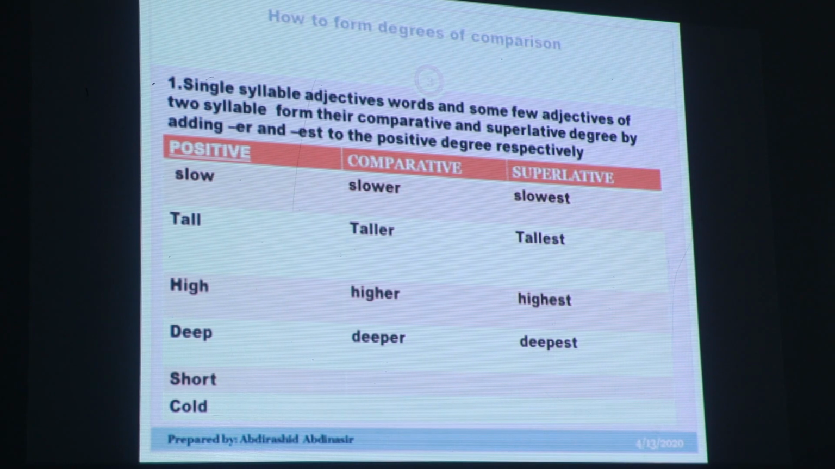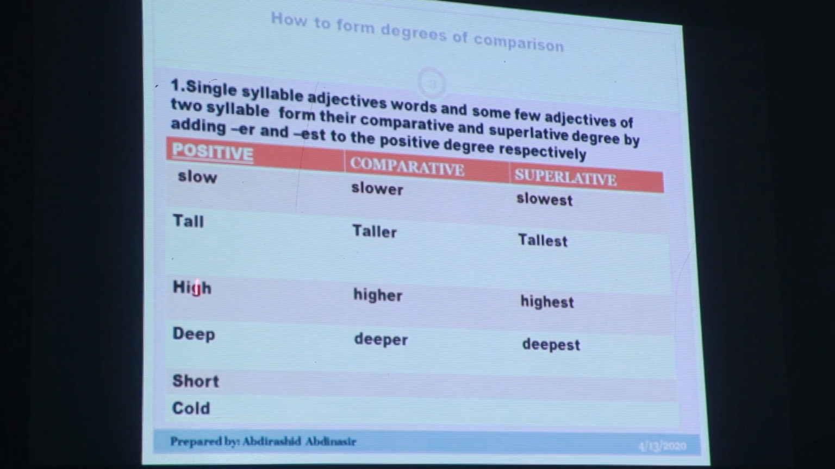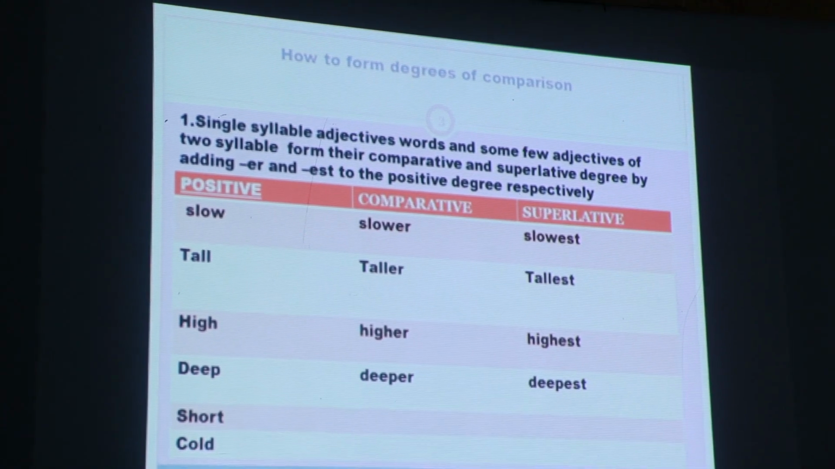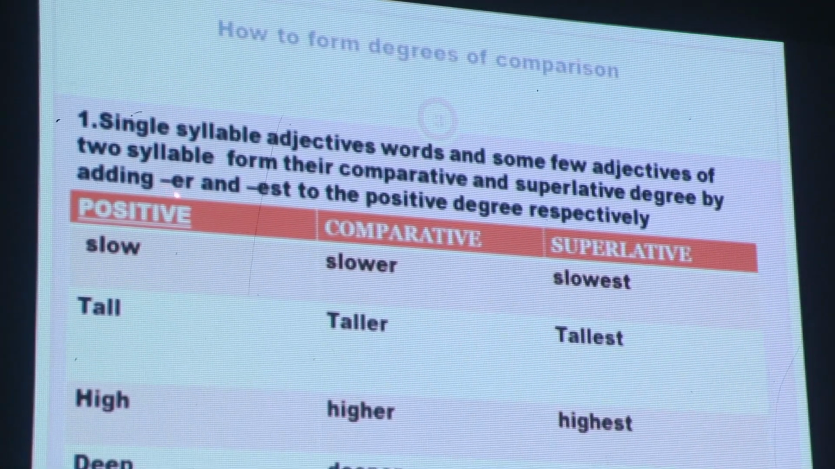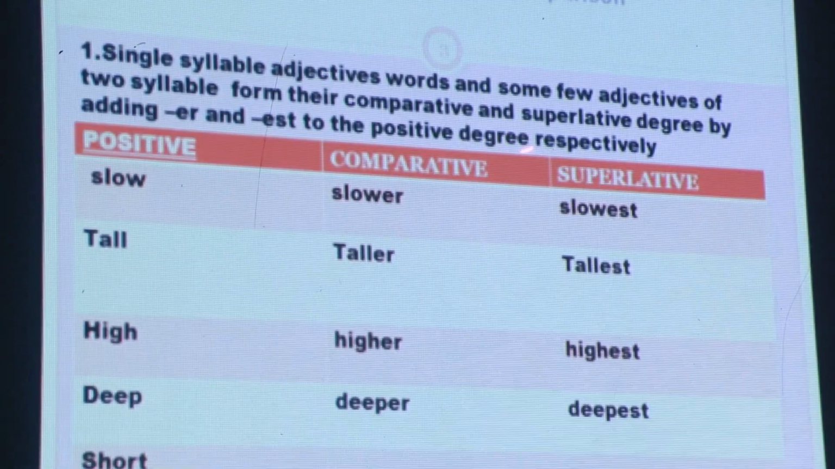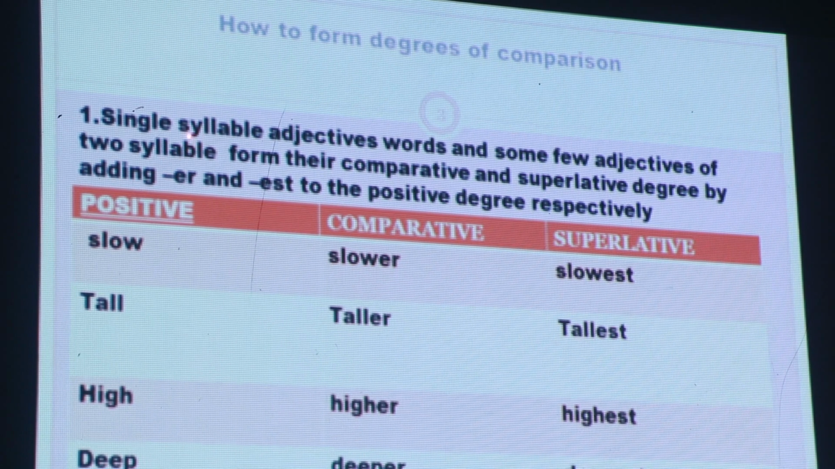Last time we talked about their rules. I gave you some rules. There were 3 rules we discussed in our last lesson. So we were talking about single syllable adjectives, and those few adjectives of two syllables, and how they form their comparative and superlative degrees. As we said, they form their comparative degrees by adding er, and the superlative by adding est.